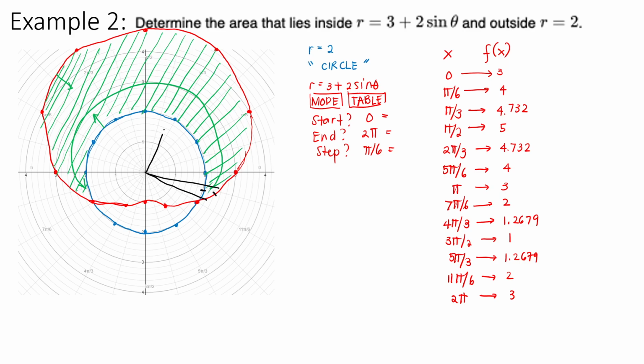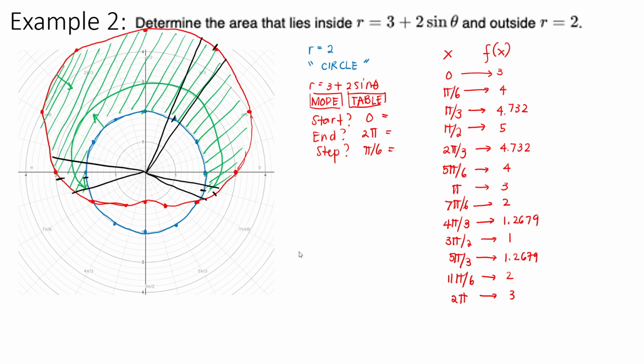Let's say I put my representative sector here. The outer part is the red graph, the inner part is still the blue graph. Even if I place it on the left side, the outer portion is still the red graph, the inner portion is still the blue graph. So it's safe to say that I can use the formula.